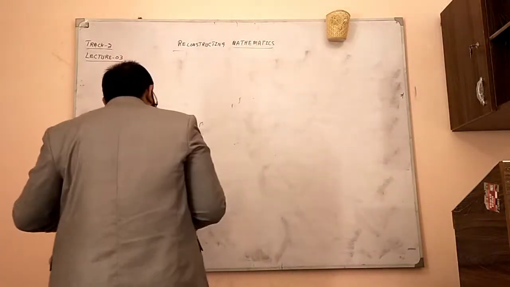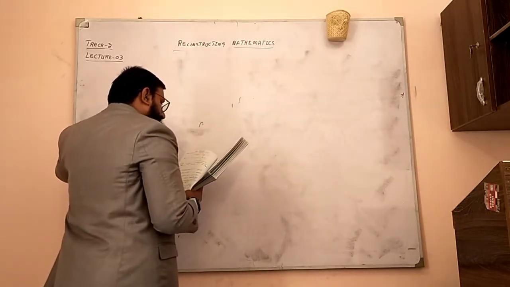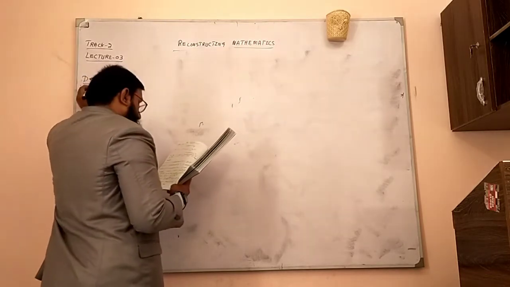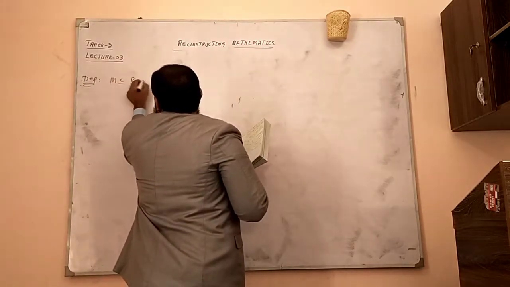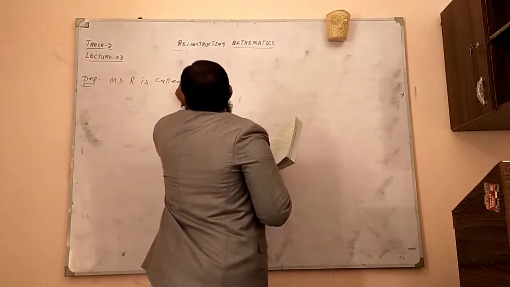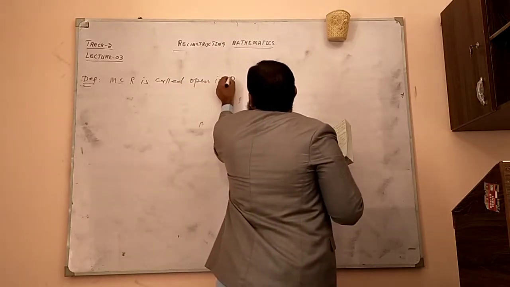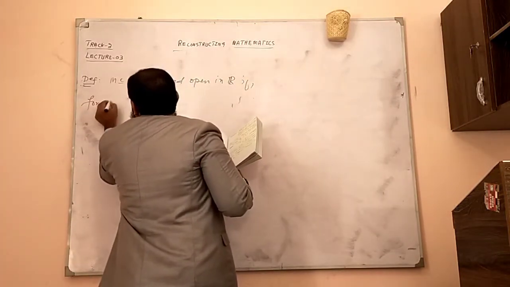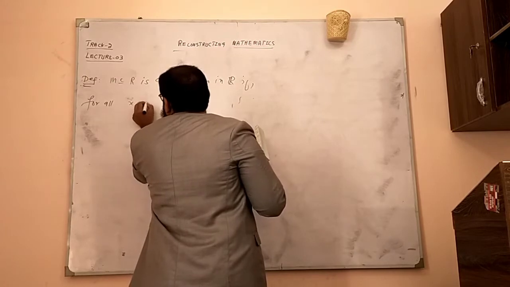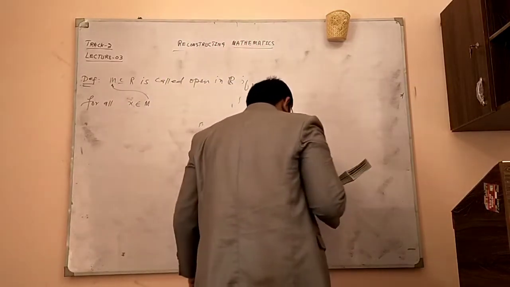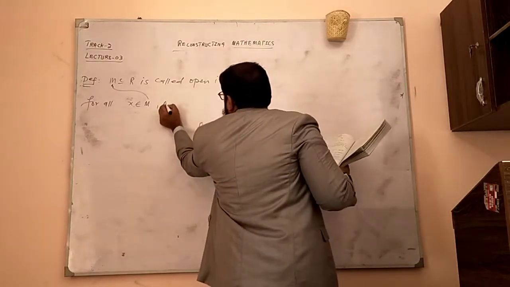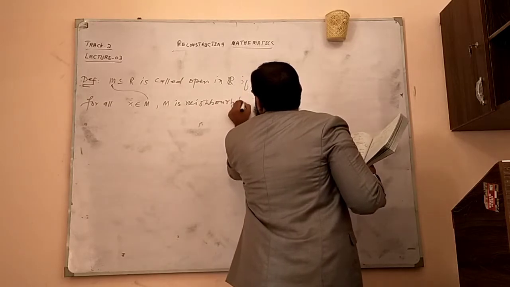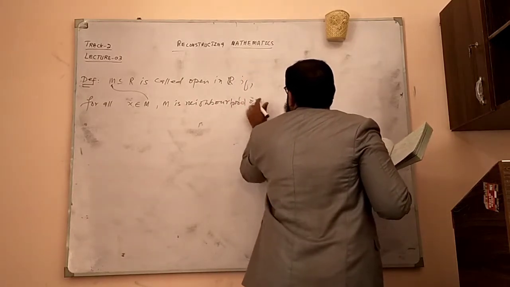Definitions regarding open and closed sets, and we are going to discuss what we call compact sets. So definition: M is called open in R. R means R1. If for all x in that set M, whatever it is, M is a neighborhood of those points x.